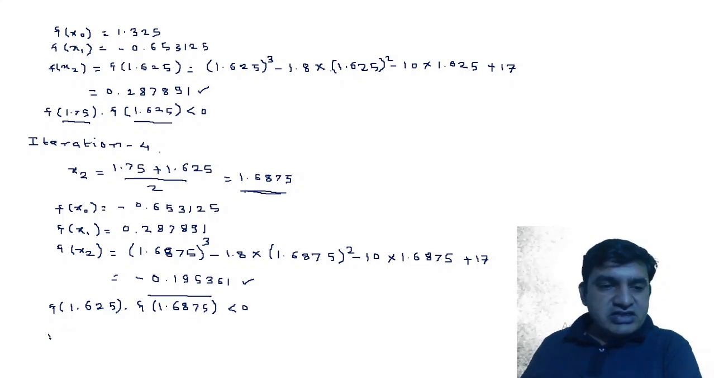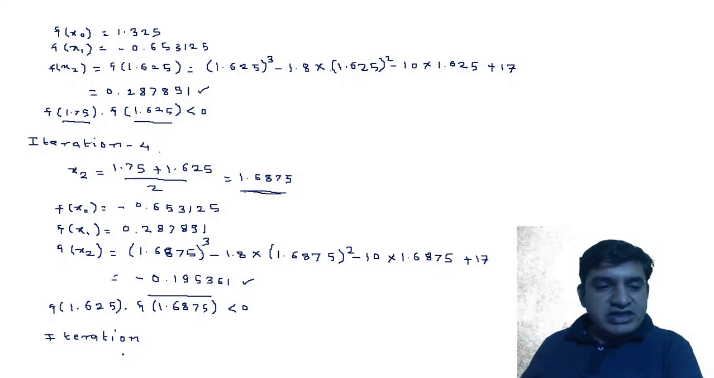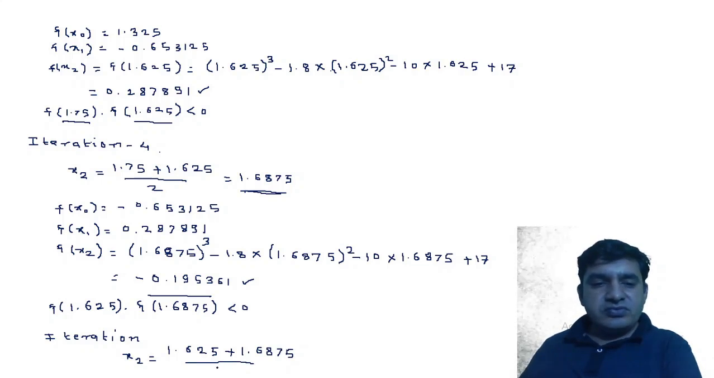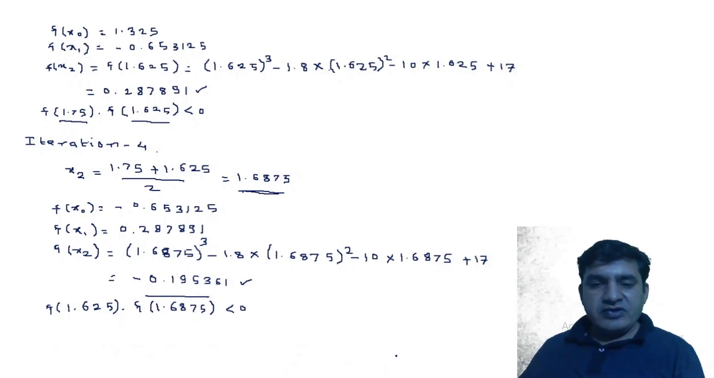again find iteration 5. So iteration 5. Here x0 is considered as 1.625 and x1 is considered as 1.6875, and therefore x2 is equal to x0 plus x1 divided by 2, that is 1.625 plus 1.6875 divided by 2, and the value of x2 we get is 1.6565.